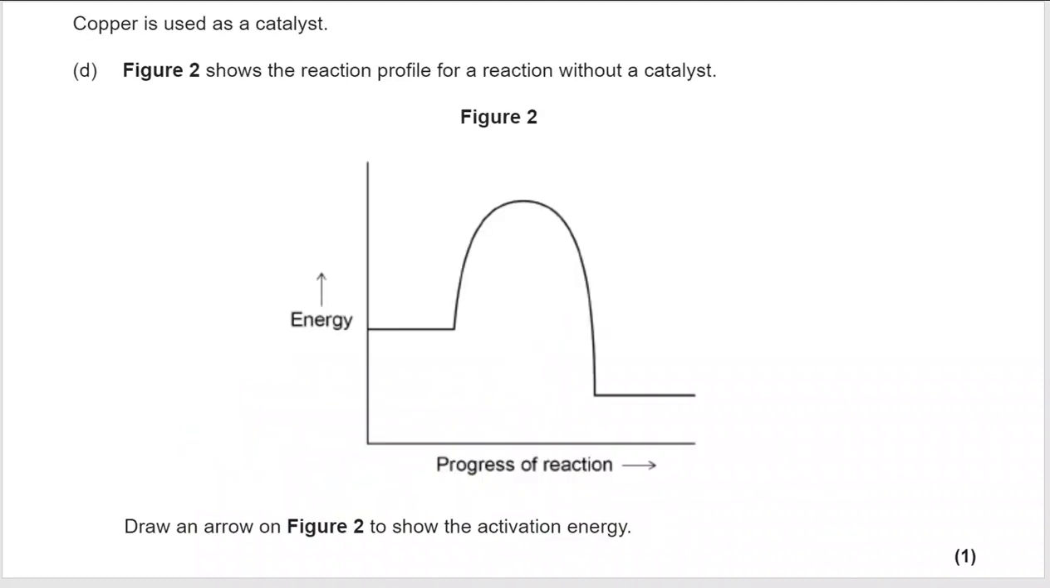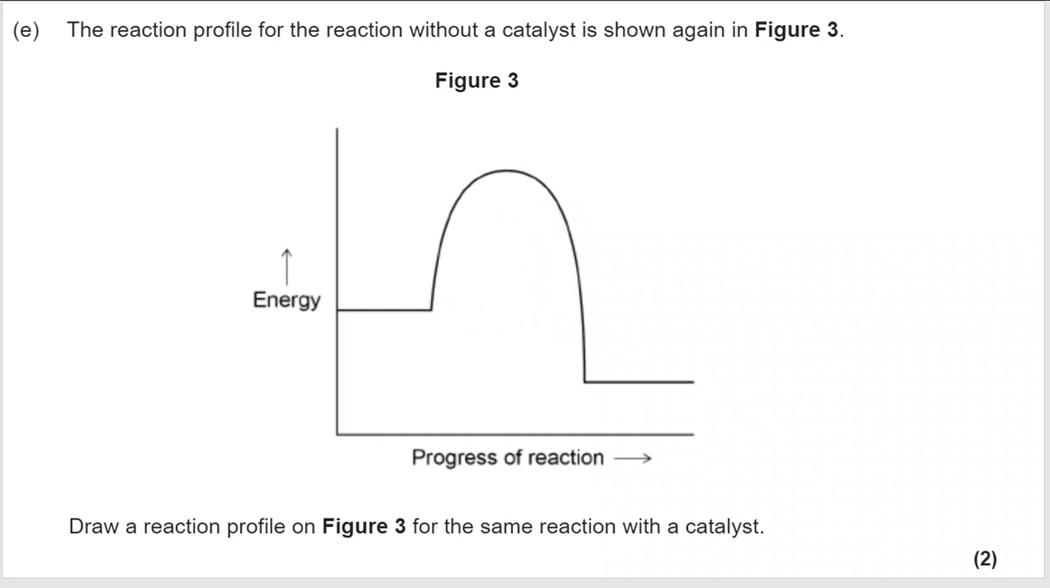How do we show the activation energy? Well, the activation energy has to start at the height of the energy of reactants, and it has to go to the top of the peak. So I've used an arrow, I've done it very clearly, I've done it very carefully, and that shows the activation energy. And then we're asked to show what would happen if we added a catalyst.